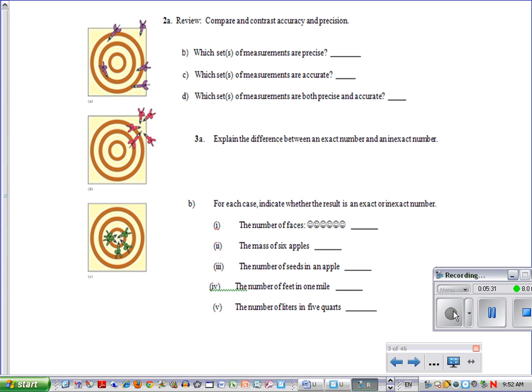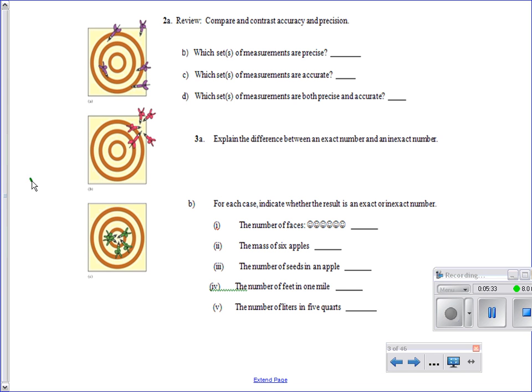So if I were to step on a scale and it said I weighed 90 pounds, and I were to step on a scale again and it said I weighed 91 pounds, and again it said 90 pounds, and you're not going to hurt my feelings, is that scale accurate? No, nowhere near accurate. But what can you tell me about that scale? It's precise. Okay? So knowing that now, which set of measurements are precise? Which dartboard, or which, I should say, which player? The player is what's precise, the one throwing the darts.